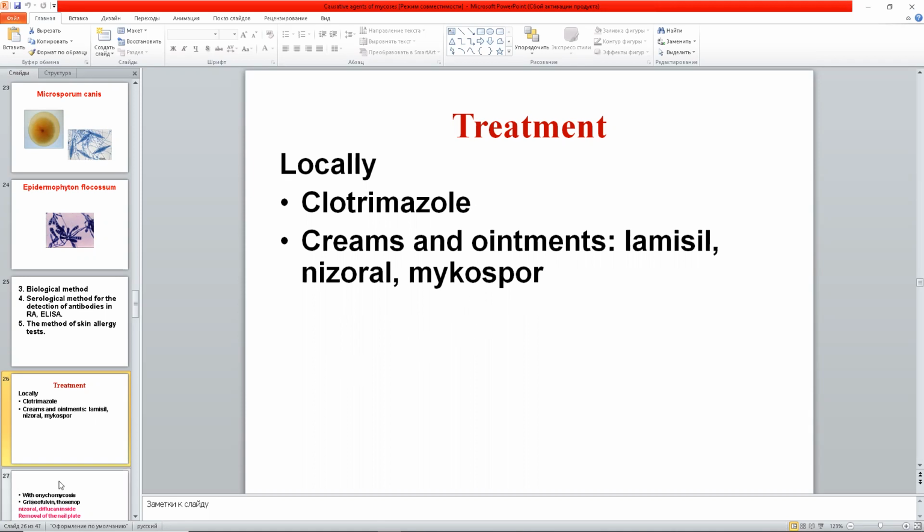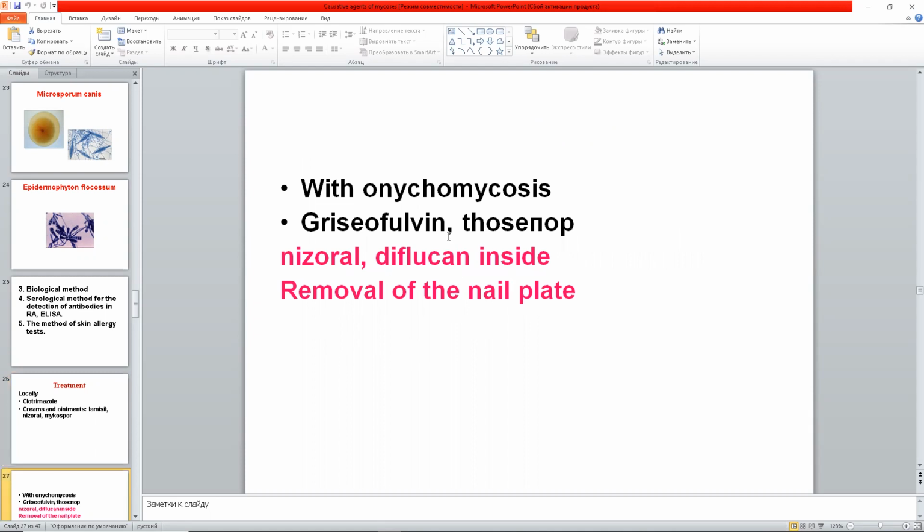And sometimes with onychomycosis, griseofulvin, Nizoral, Diflucan, and sometimes it is necessary to take these preparations per os, because local application is not useful. But unfortunately, these medicines that are used for treatment of mycosis are very, very toxic.